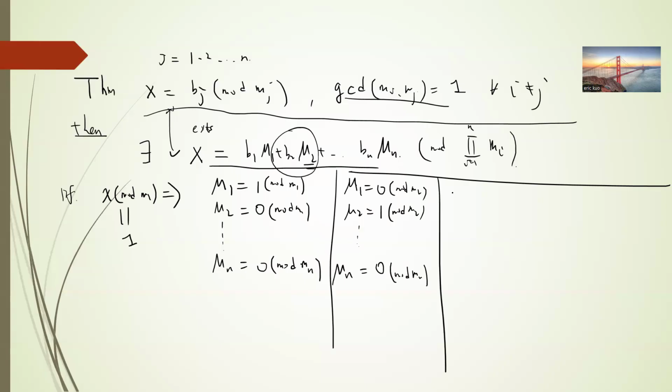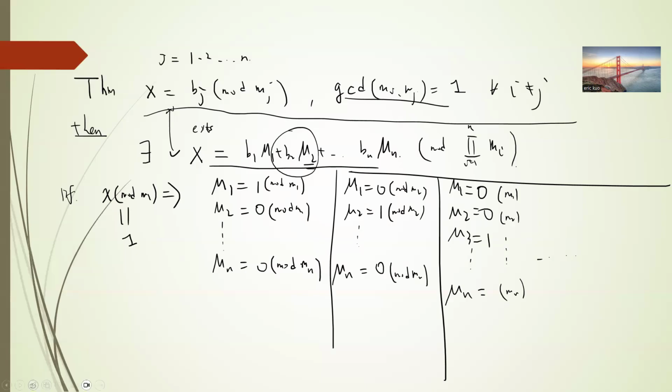Okay. And similarly, if I do the small m3, then capital M1 should be 0, capital M2 should be 0, and capital M3 should be 1, up to Nn. And then this is modulo M1, M2, Mn. And you just keep going.